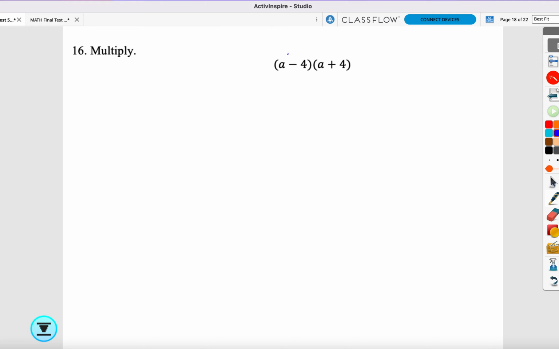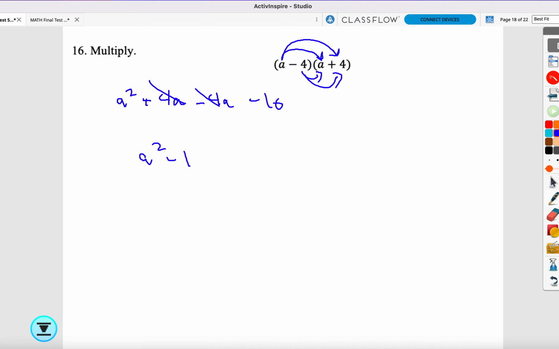Here we have a minus 4, a plus 4. Go ahead and FOIL it out. a times a is a squared. a times 4 is 4a. Negative 4 times a is negative 4a. Negative 4 times 4 is negative 16. These cancel, so then we get a squared minus 16, and we're done.